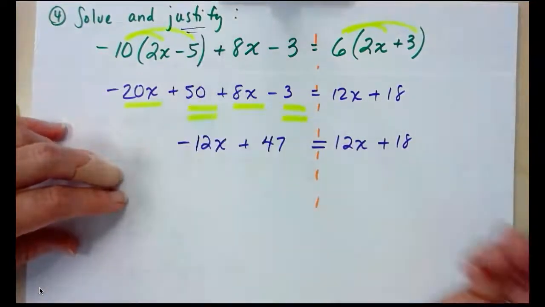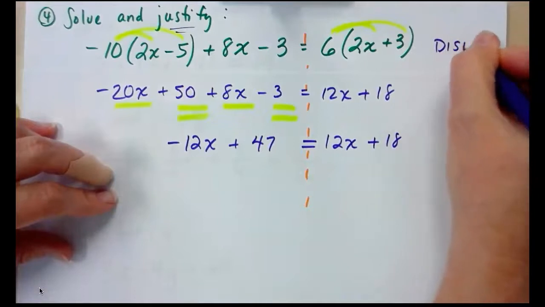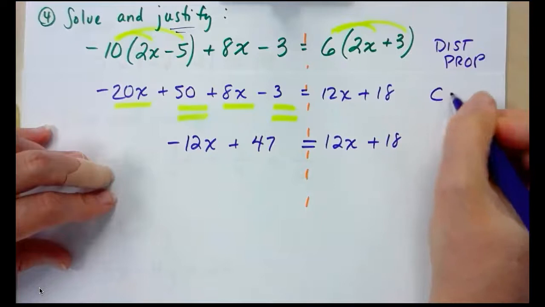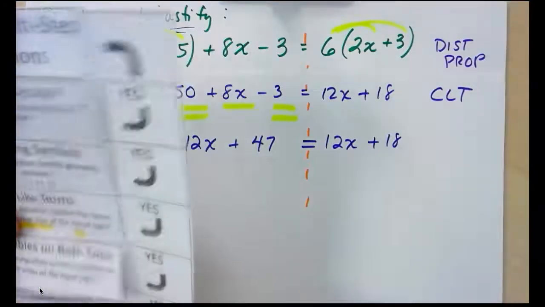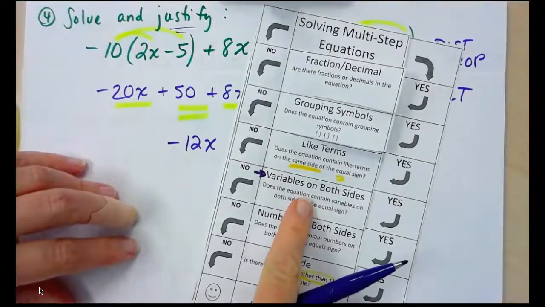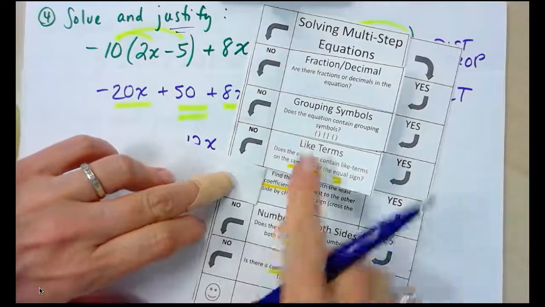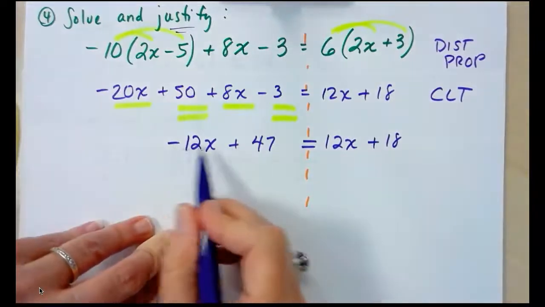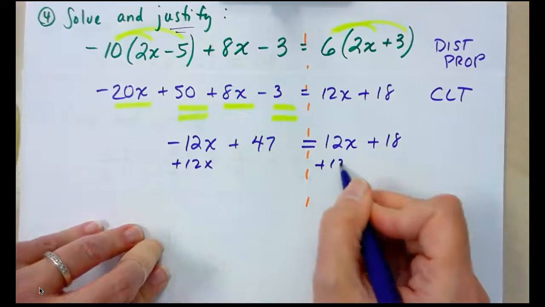Now, I ask you to justify, so let's go back, let's do that. First, we use the distributive property. After we use the distributive property, we combined like terms. And now, do we have variables on both sides of the equation? Yes. Find the variable with the least coefficient and move it to the other side. So the least coefficient is the negative one, so plus 12 plus 12.